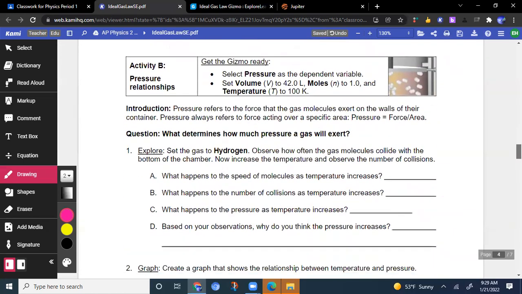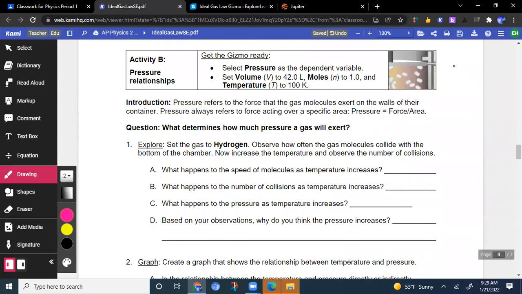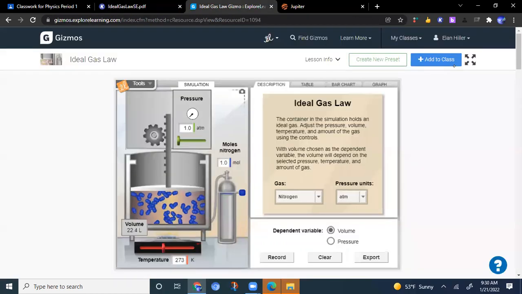Today, ladies and gentlemen, we're going to focus on pressure relationships. So here's what you all need to do to stay in tune with what we're setting up. One, you're going to select pressure as the dependent variable. Then you're going to raise the volume all the way up to 42 liters. The moles should already be set to 1 mole, so I think you're okay with that. And the temperature needs to be lowered to 100 Kelvin. Okay, you get all that set up. Let's do that, and then we'll take a look at the introduction and the question.